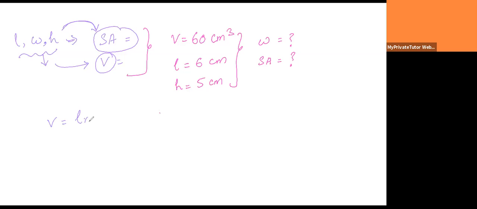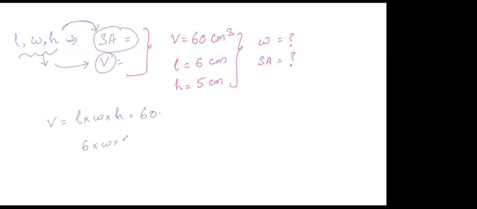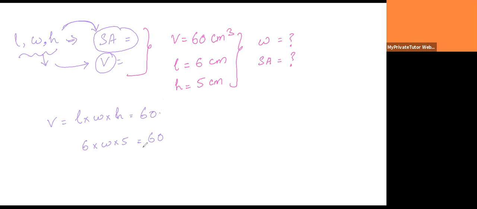So the volume is length times width times height. I think I understand why Arfan got 3. Maybe he took 5 times 6 as 20, if I'm not wrong. So this is what we get: 5 times 6 is 30. So 30 w equals 60, and w equals 60 by 30, which is 2. So that is 2 centimeters.